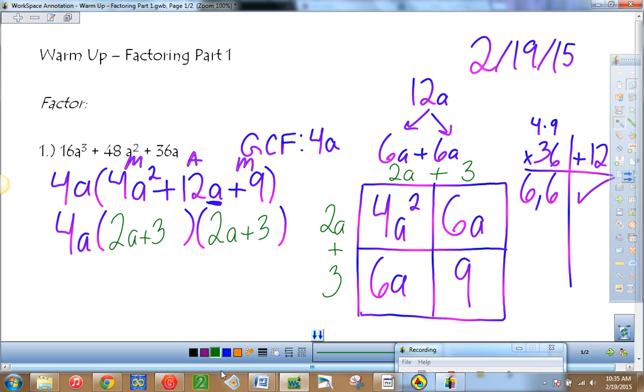I wanted to make sure this one was recorded for your warm-up, because if they are the same, how can you write your final answer? Just put a 1 and then square. 4A, 2A plus 3 squared. Good.